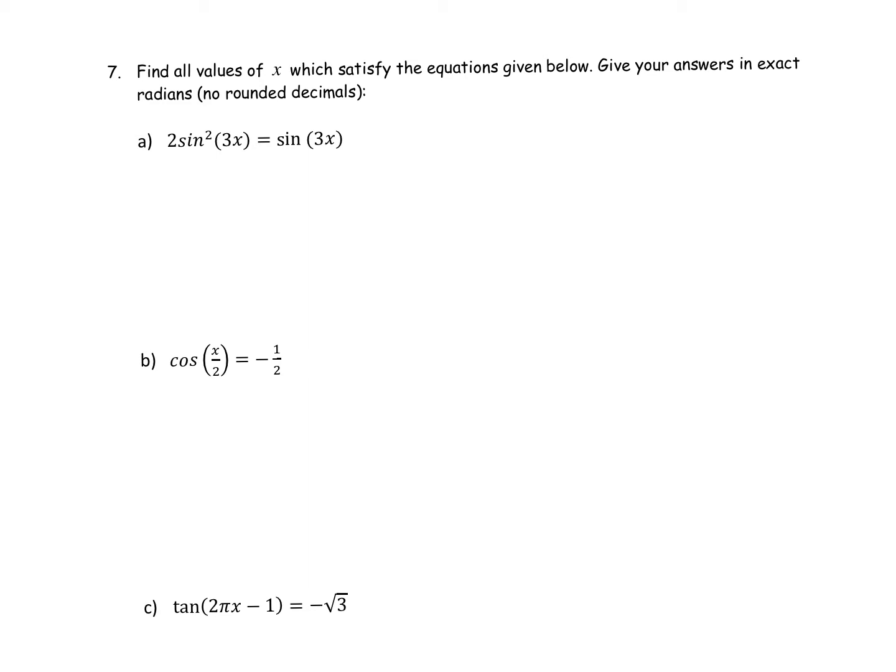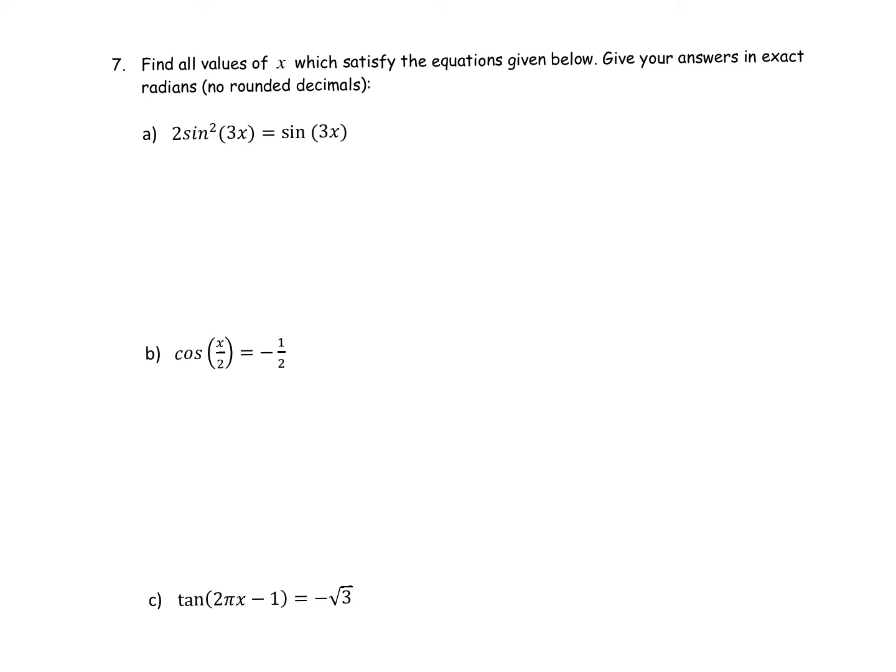The first part of this is the goal is to always isolate a single trig function equal to some ratio. I notice in part A, I've got sine of 3x in more than one place. One of them's squared and one of them's not squared. So I could think about it as a similar problem if I had z equal to sine 3x. Well, initially I'm doing 2z squared equals z. So how would I approach this just to start?